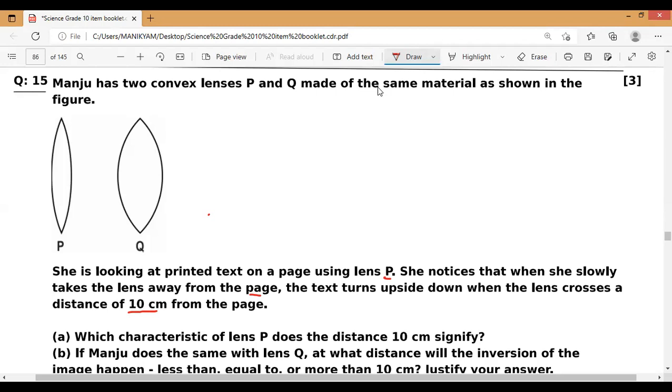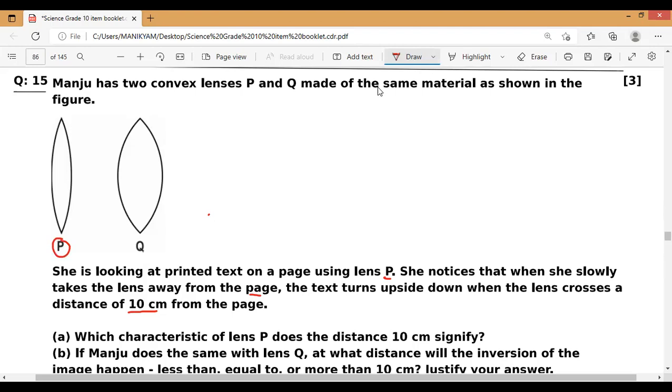See that, observe. So definitely it will be equal to 10. Correct or not? The focal length of the lens, maybe it is less than 10 or equal to 10. We cannot say, because when she is seeing with the help of the P lens, observe very carefully, all of you.